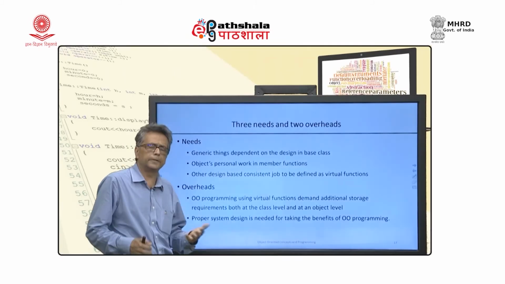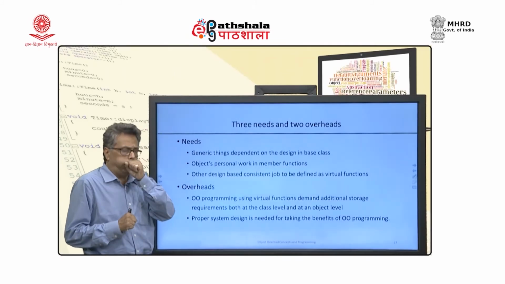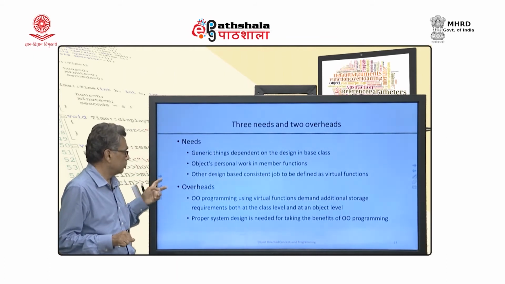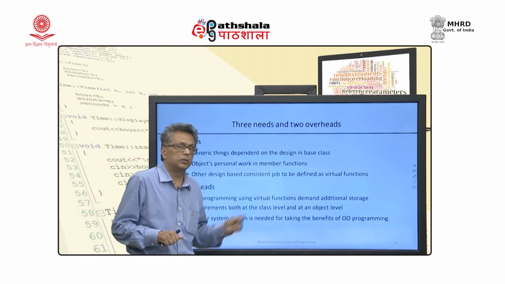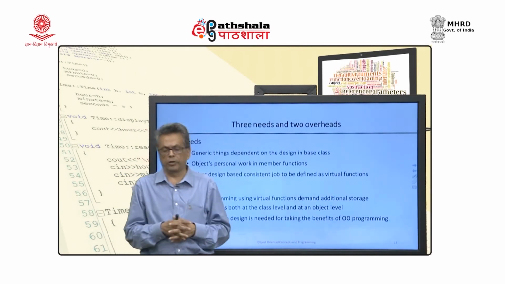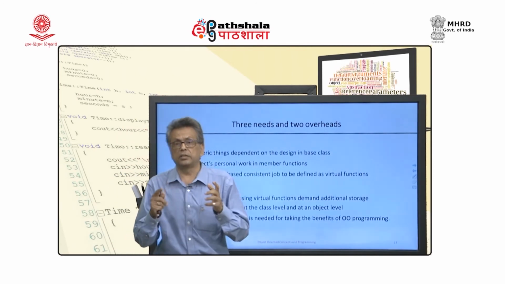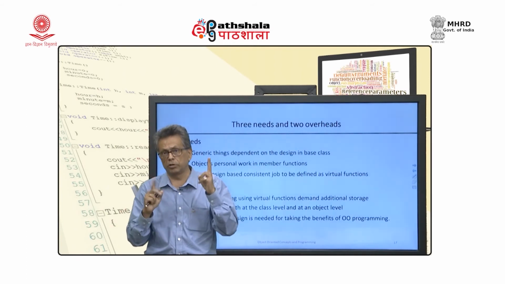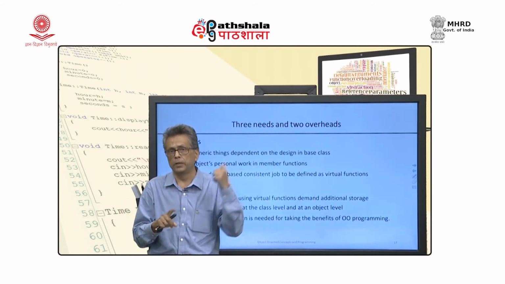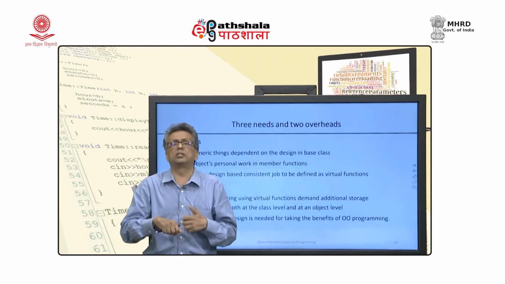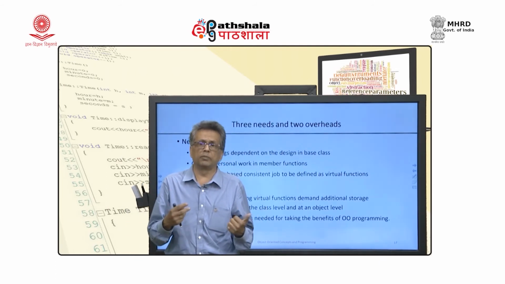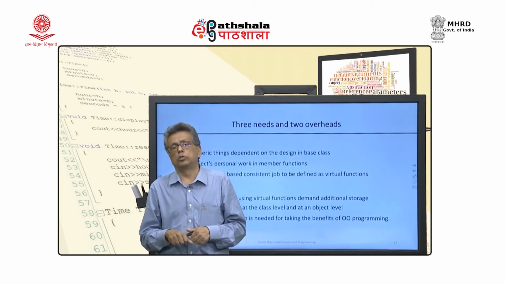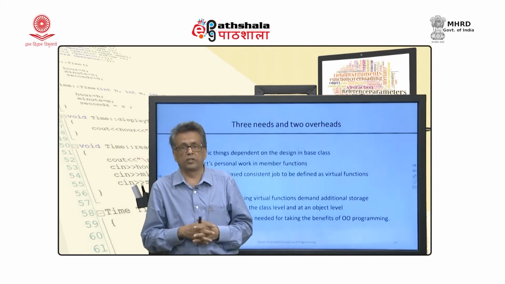What are the overheads? There are two overheads. When you use a virtual function, the first thing is a storage overhead. Two overheads we have already seen for a virtual function: the virtual table as well as the virtual pointer. Virtual table for every class, virtual pointer for every object of that class.